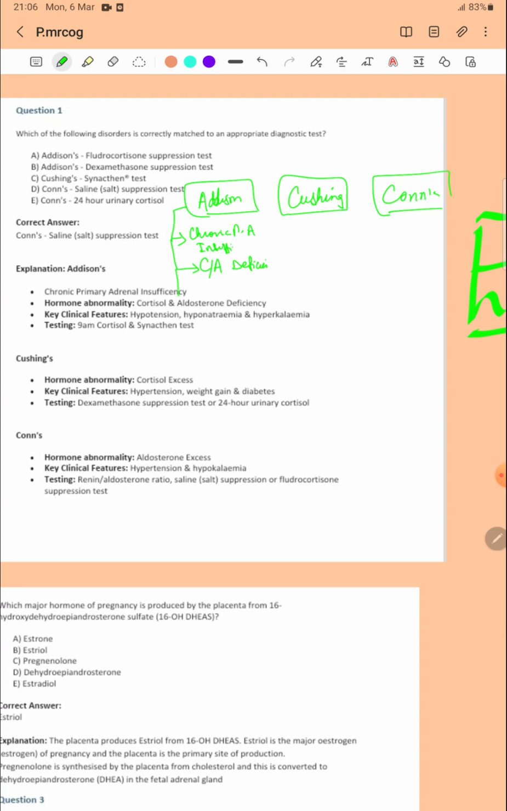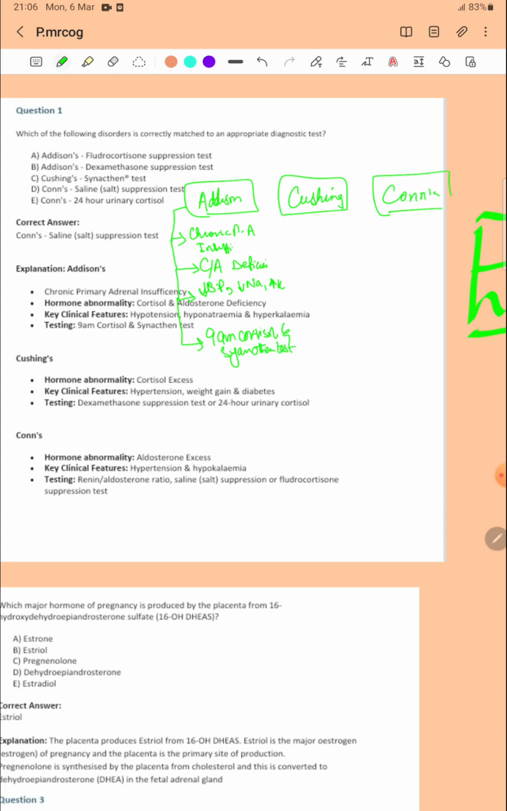The most important clinical features include hypotension, with decreased BP, hyponatremia, and hyperkalemia. The most important test used for this is the 9 a.m. cortisol and synacthen test.